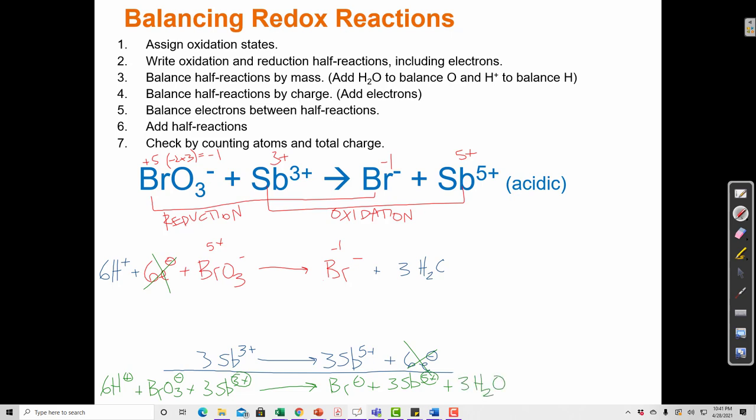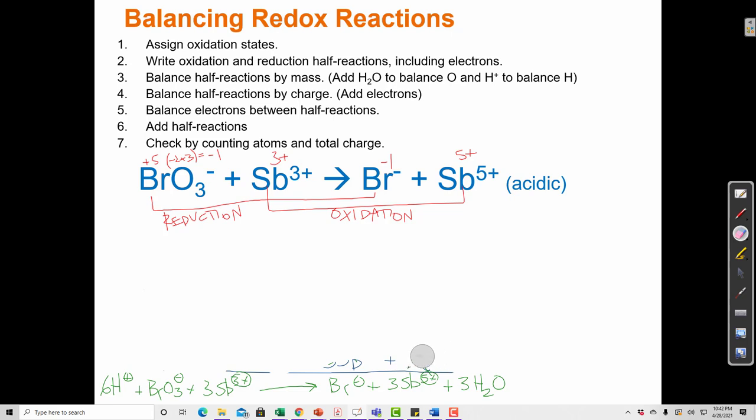3H2O. Now let's just check and make sure we copied everything. 6 H's, check. 1 bromate, check. 3 antimony, check. 1 bromine, check. 3 antimony, 5 plus, check. 3 water, check. All right, so this is my final reaction down here. Let's get rid of this other stuff now. So I'm just getting rid of my previous work because I'm kind of running out of space down here.